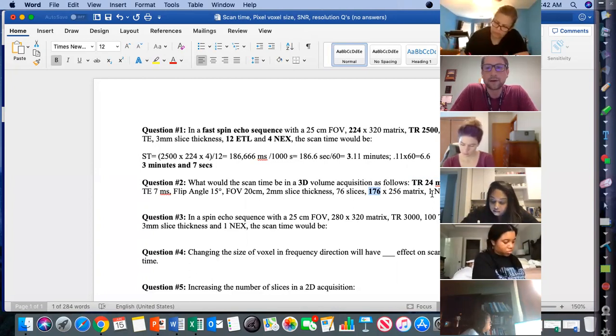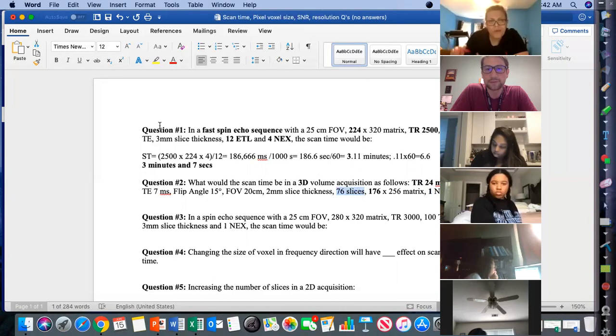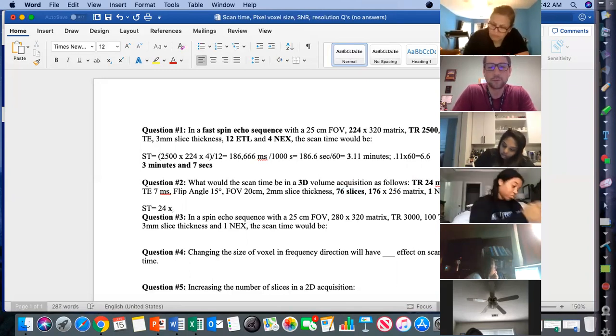All right, next is 1, so we don't really have to multiply by anything. But then Tisha said we have to multiply it by the number of slices. So they see how they gave you slice thickness? You don't need that number. So our scan time equals 24 times 176 times 1 times 76.